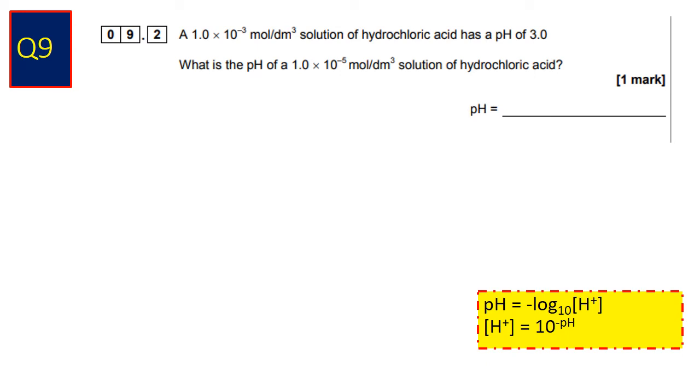This question tells you that a 1 times 10 to the minus 3 moles per decimeter cube solution of HCl has a pH of 3. What is the pH of a 1 times 10 to the minus 5 moles per decimeter cube solution of hydrochloric acid? So you need to be aware that pH equals the minus log base 10 of the hydrogen ions. This can be rearranged. So if you know the hydrogen ion concentration equals 10 to the power of the minus pH, in this case, 10 to the power minus 5, the pH is 5.